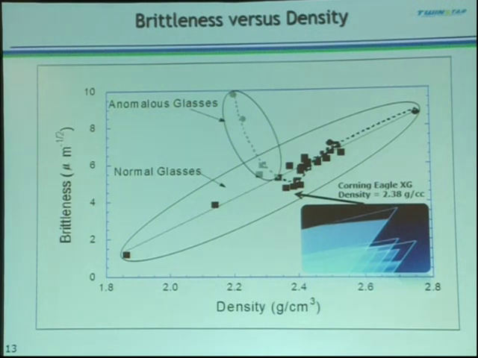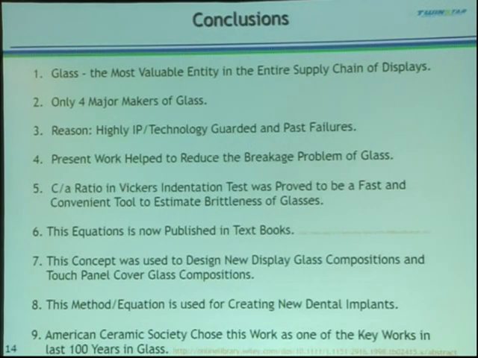And I found, when I published this data in 1998, 1999 or 2000, Corning came up with a glass called Eagle 2000. And the density was 2.38 gram per cc, the least brittle glass. So, in conclusion, the glass is the most valuable entity in the entire supply chain of displays. Only 4 major glass makers are there in the world.